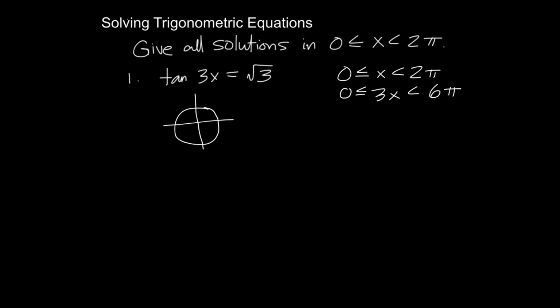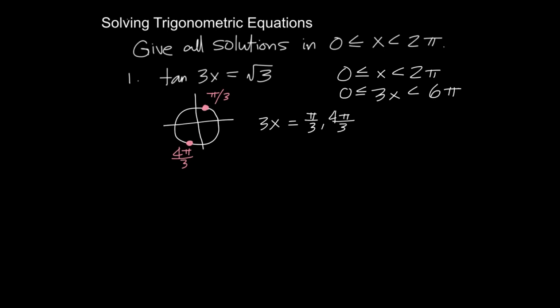Well, there are 2 places on the unit circle. One place is right over here, right at pi over 3, or 60 degrees. The other place is right over here at 240 degrees, or 4 pi over 3. Those are the only 2 locations for which the tangent value is root 3. So we're going to set 3x equal to pi over 3 and 4 pi over 3.